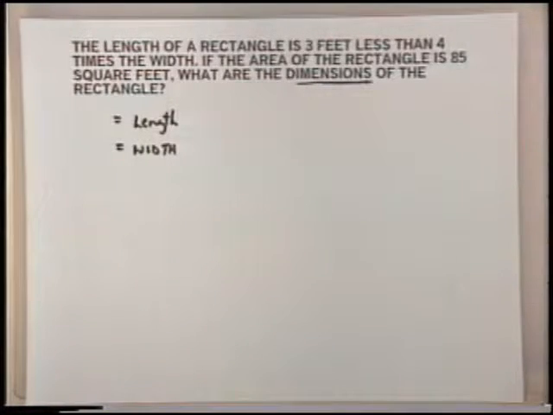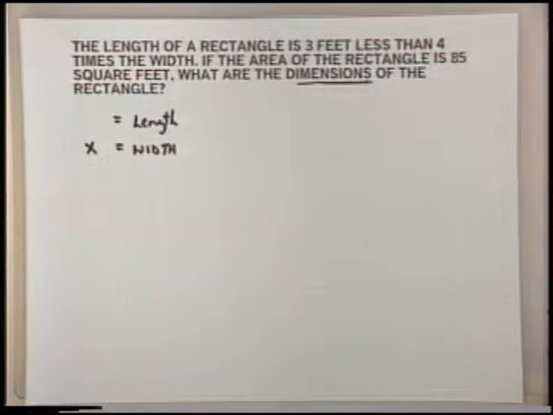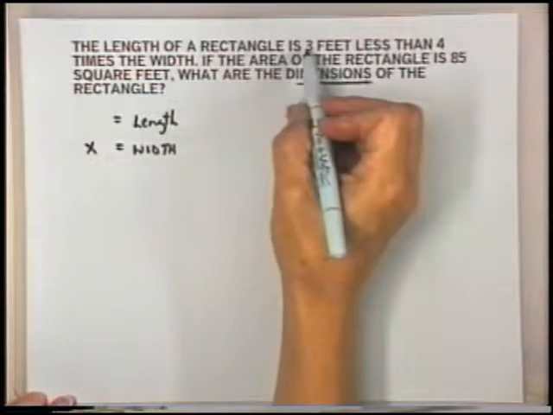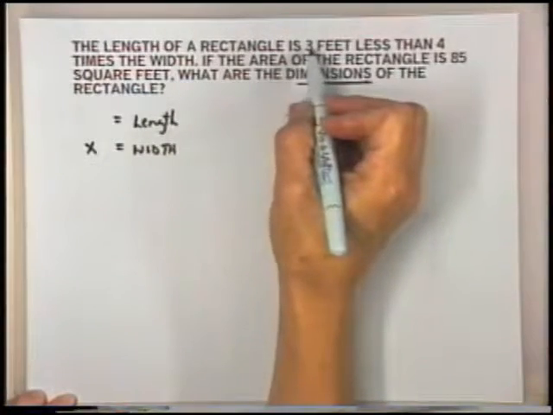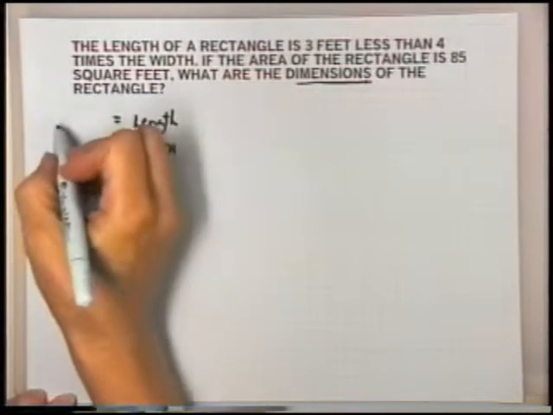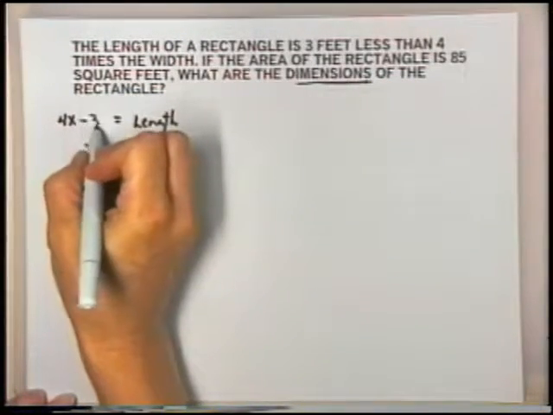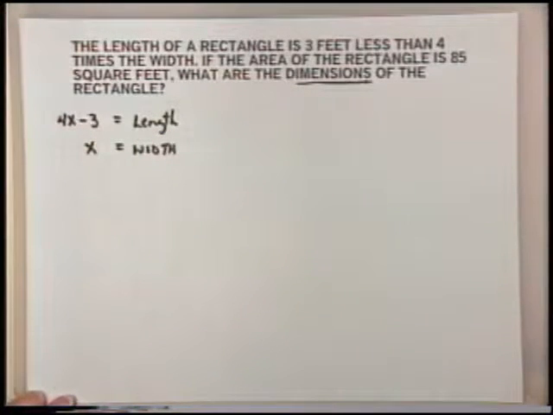In our first sentence, the length of a rectangle is 3 feet less than 4 times the width. You'll notice that the length is being described in terms of the width. That suggests that it would be much easier for us to choose x to be the width of this rectangle. And then with that in mind, 3 feet less than means we need to take 3 feet away from 4 times the width. If x is the width, 4 times the width would be 4x, and we need to take 3 feet away from that to have 3 feet less than 4 times the width.